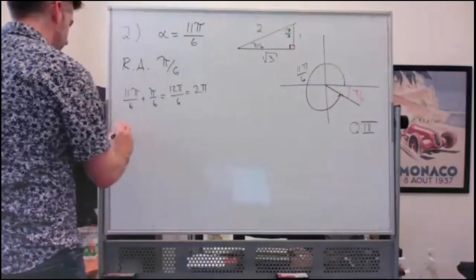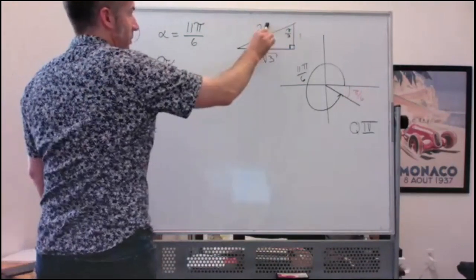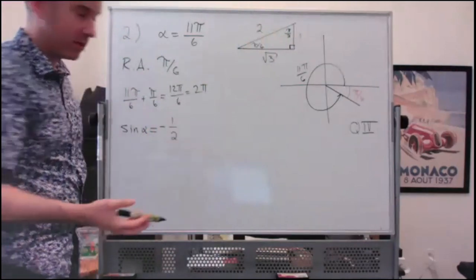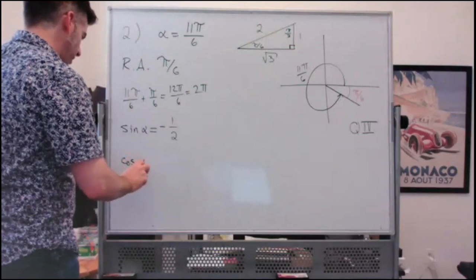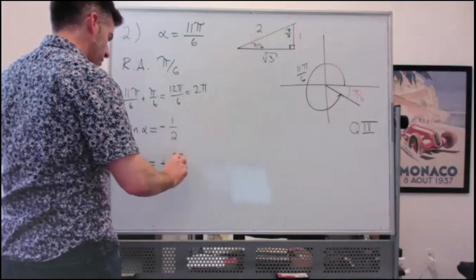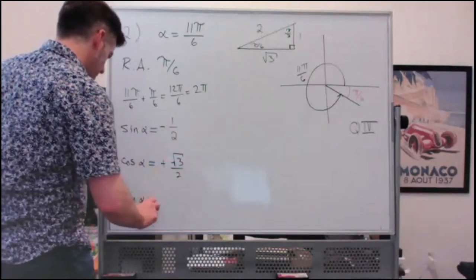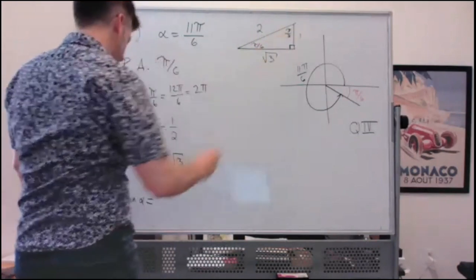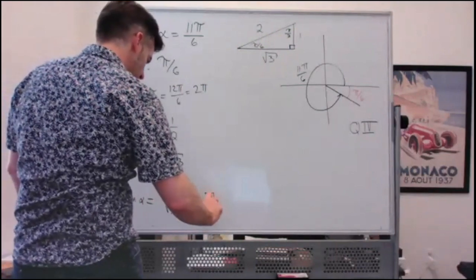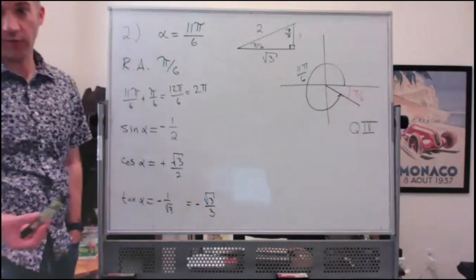So when I try and find sine of alpha, it's going to be opposite over hypotenuse, but it's going to be negative because we're in quadrant 4. We're going to try and find cosine of alpha. It's going to be adjacent over hypotenuse. It's going to be positive because we're in quadrant 4. And tangent of alpha is going to be opposite over adjacent, which is 1 over root 3, which I'm going to rationalize as root 3 over 3. But it's going to be negative, again, because we're in quadrant 4.